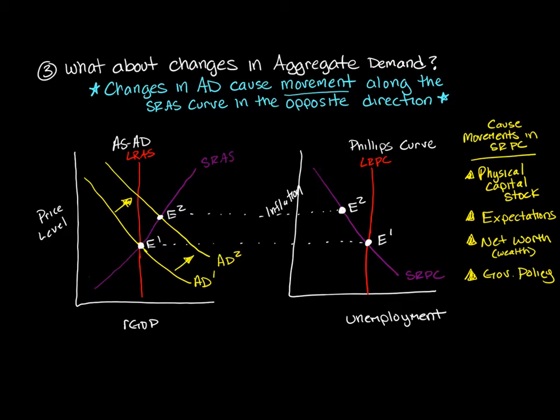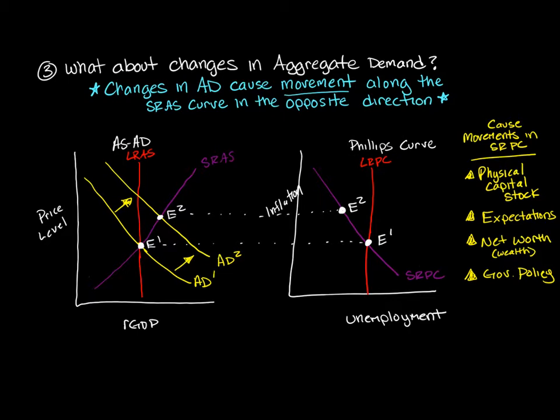So in our AS-AD model here, our shift from AD1 to AD2 caused a movement along the short-run aggregate supply curve to the right, and these movements will be reflected once again in the opposite direction along the short-run Phillips curve. So the rightward movement along the short-run aggregate supply curve results in a leftward movement along the short-run Phillips curve, and that leftward movement is being caused by shifts in aggregate demand.